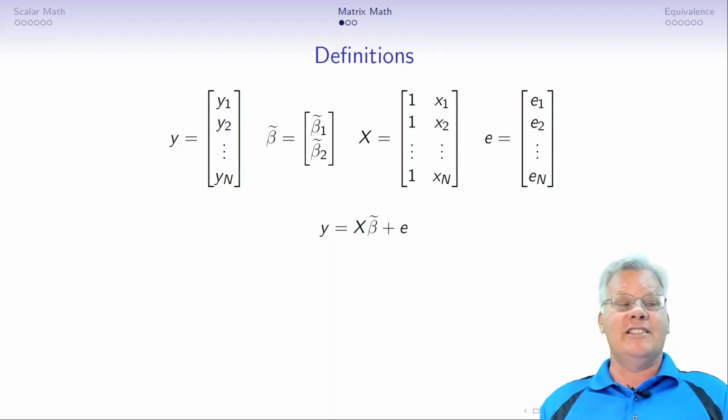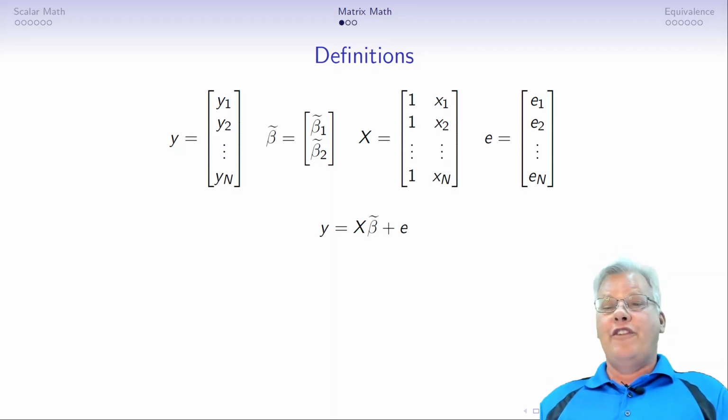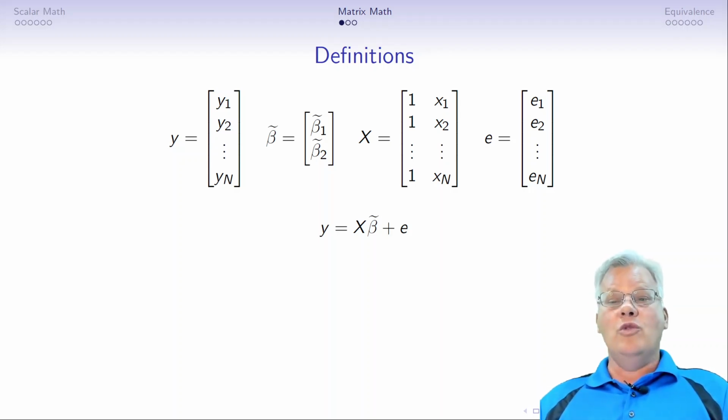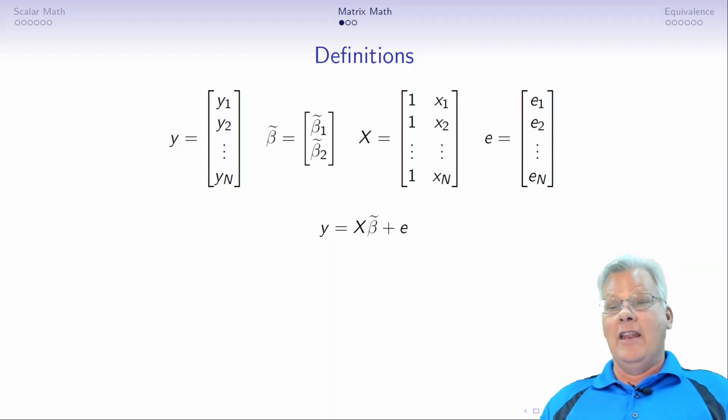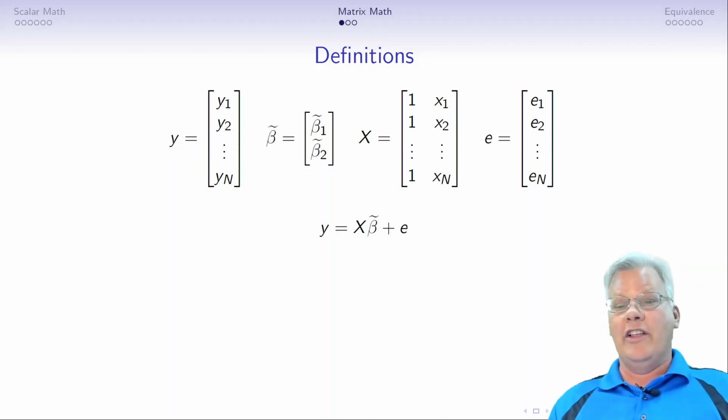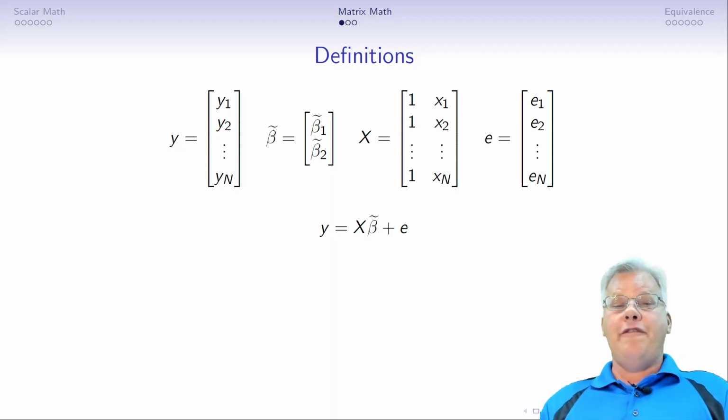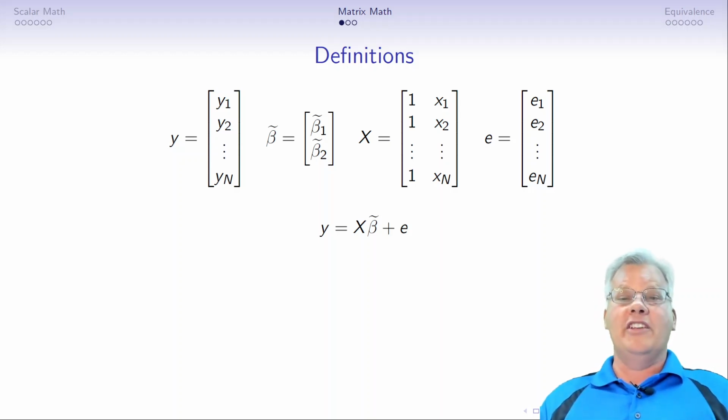X is a matrix of our explanatory variables. The first column is everywhere 1. The second column is the values of x, starting from the first observation, x sub 1, all the way through the final value, x sub n. And then likewise, E is a column vector of the OLS residuals. We can define the regression equation in matrix math now as y equals X beta tilde plus E. This is exactly equivalent to the definition we gave for the simple OLS equation in the scalar math section moments ago.